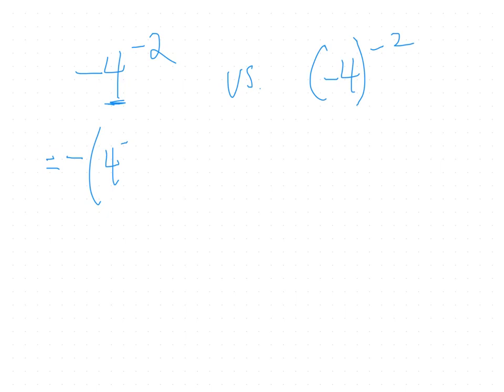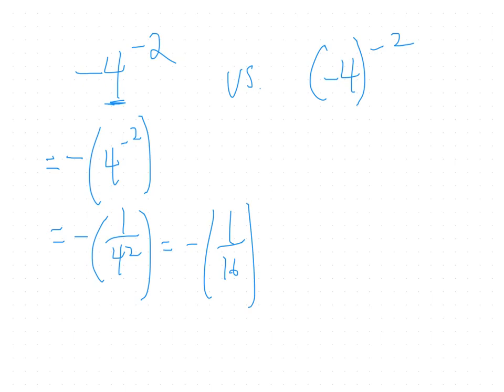So if we had negative 4 to the negative 2, not only do we have a negative exponent, but we have a base that may or may not be negative, versus brackets negative 4 to the negative 2. So on the left, the base is just 4. So leave the negative on the outside, put a brackets, deal with this as 4 to the negative 2, which becomes 1 over 4 squared, which becomes 1 over 16. Then multiply the negative back in, and it's negative 1 over 16.